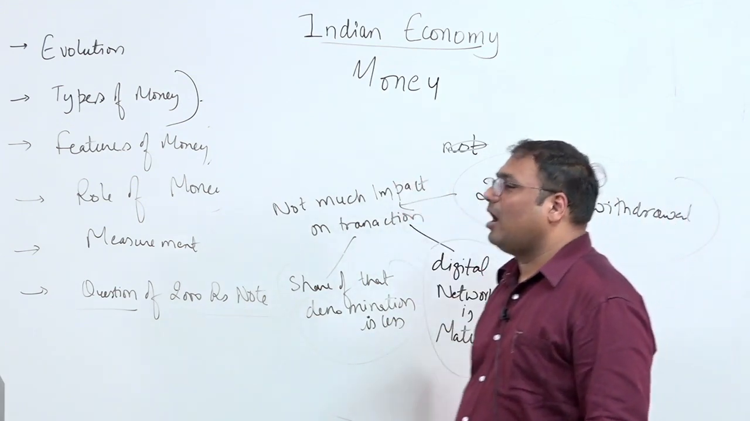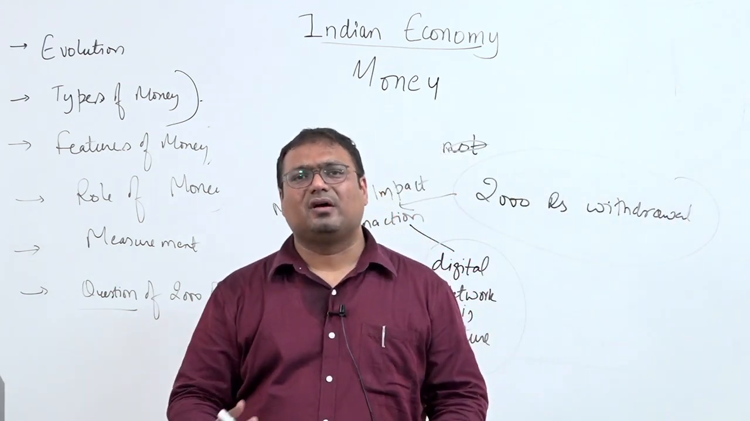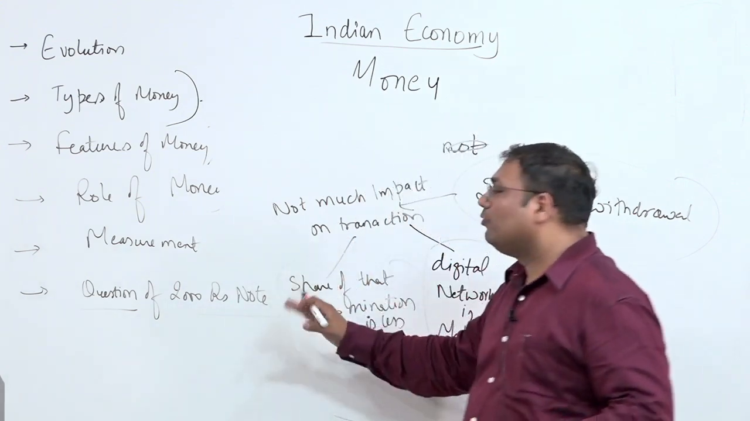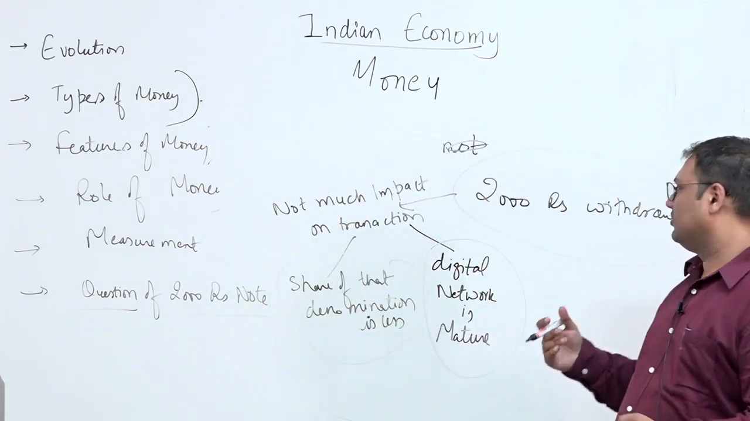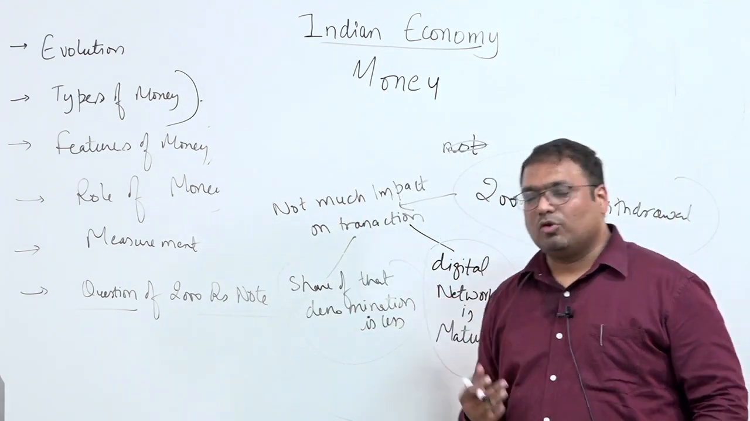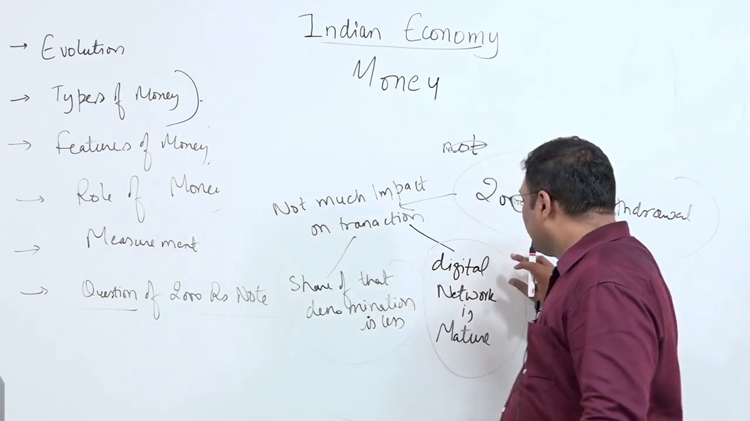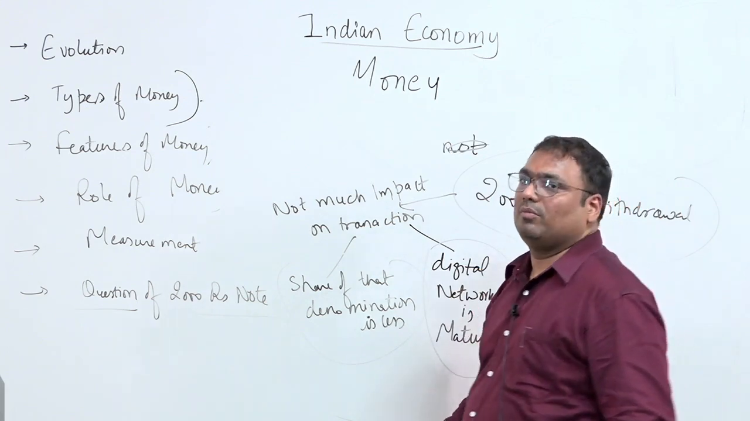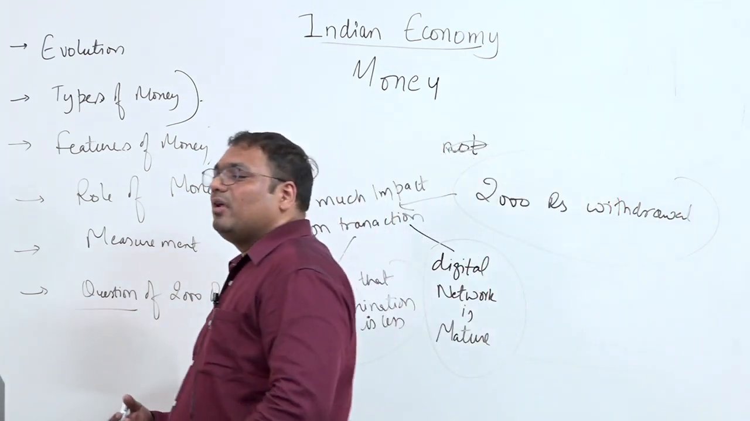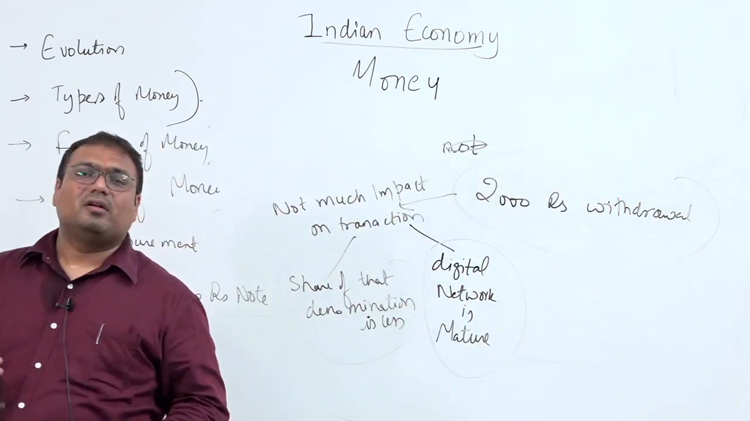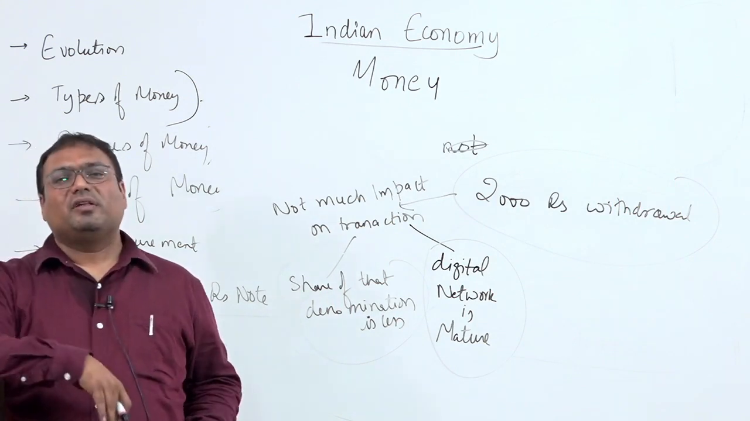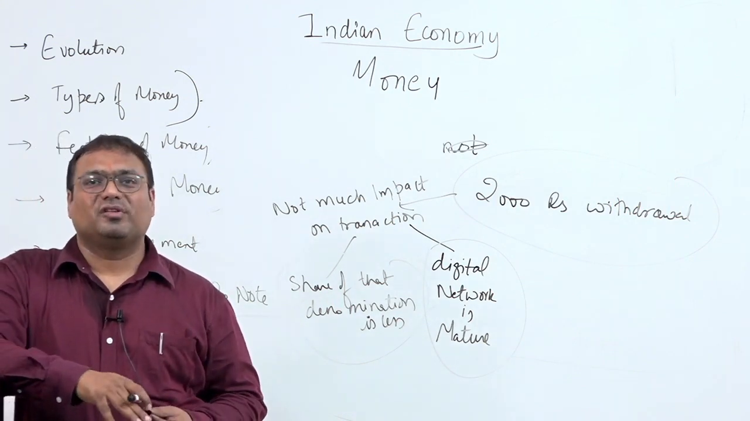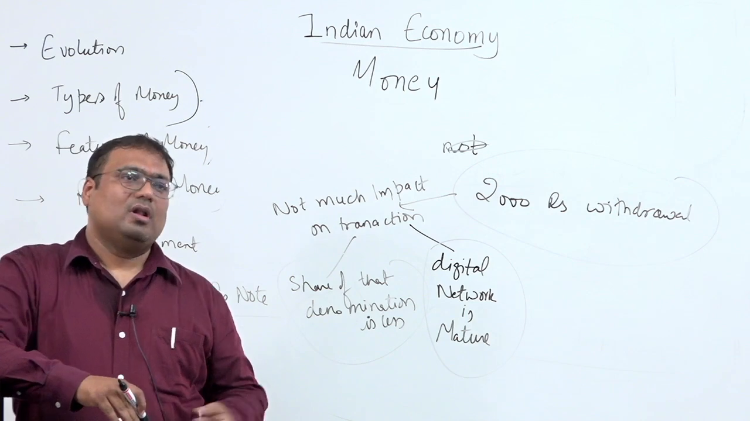So that is how you analyze and present an argument, depending upon the context of the question. If we are talking about the 2016 demonetization, then you have to argue the digital network was not mature then. That is why we had more problems. Now we have one of the best and biggest digital transaction networks in the world. Now let us move ahead.